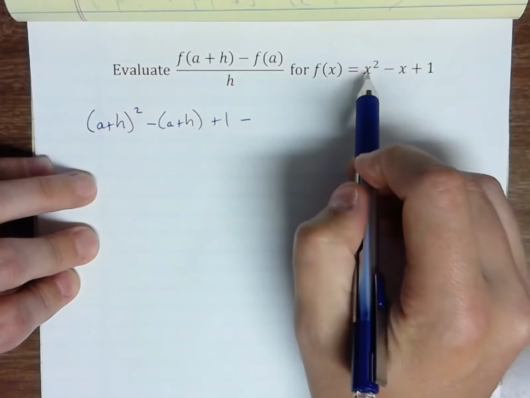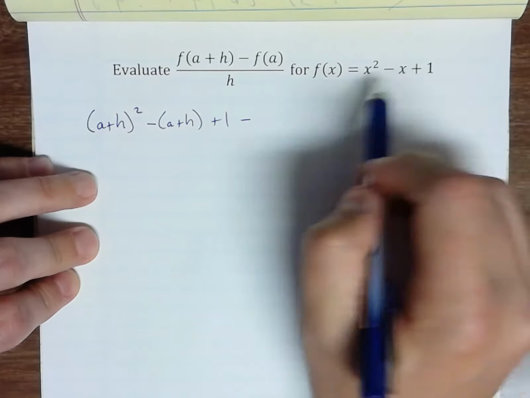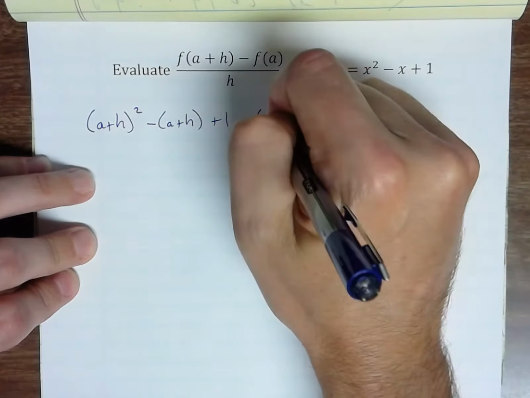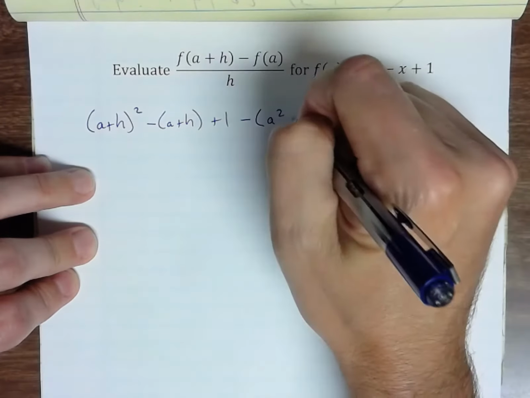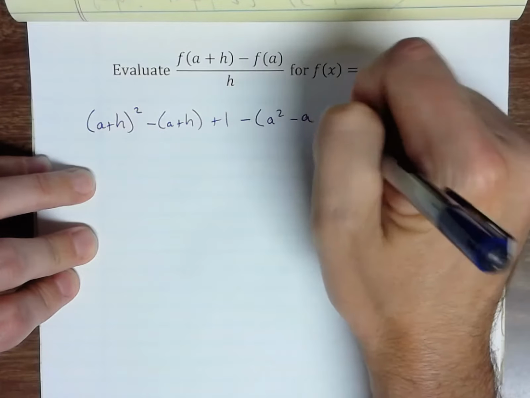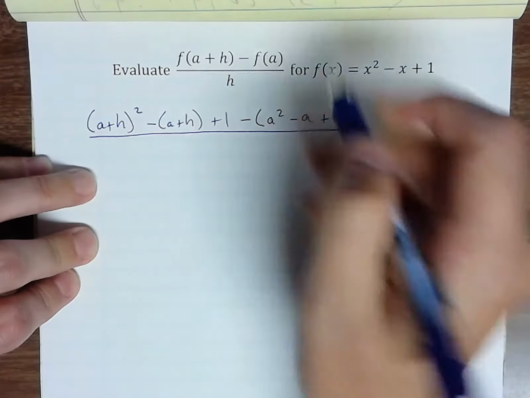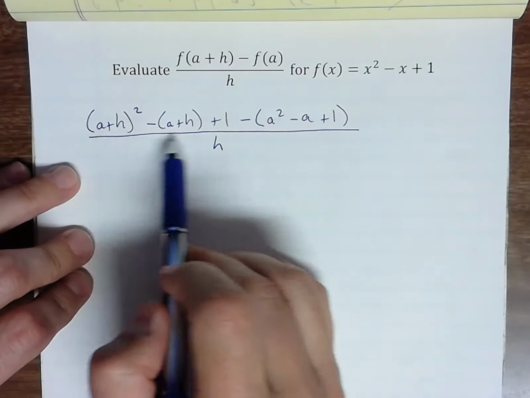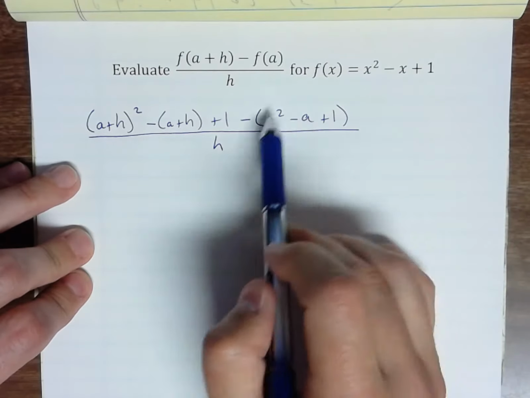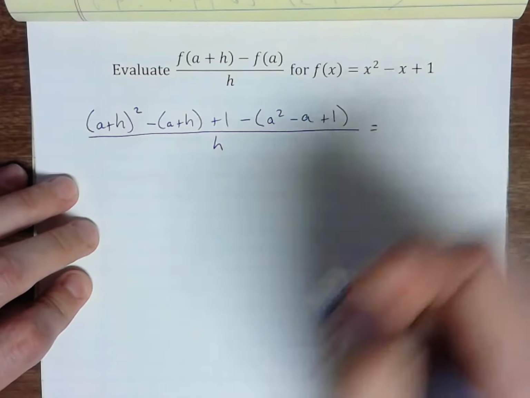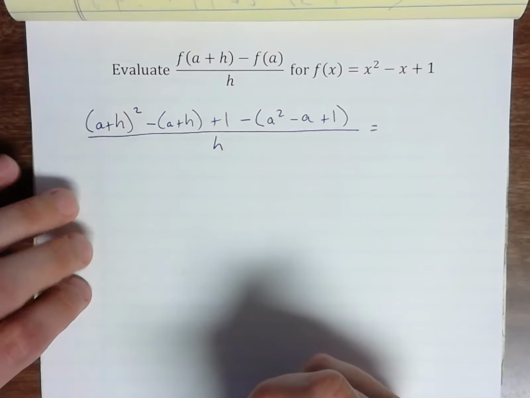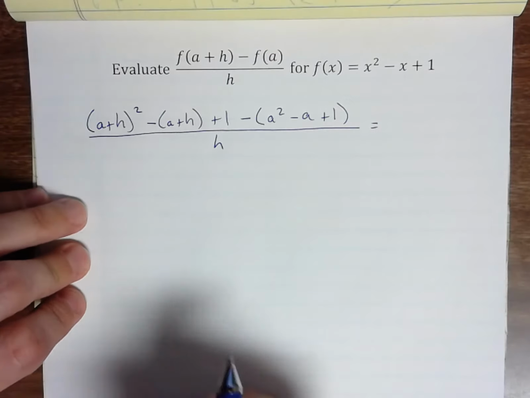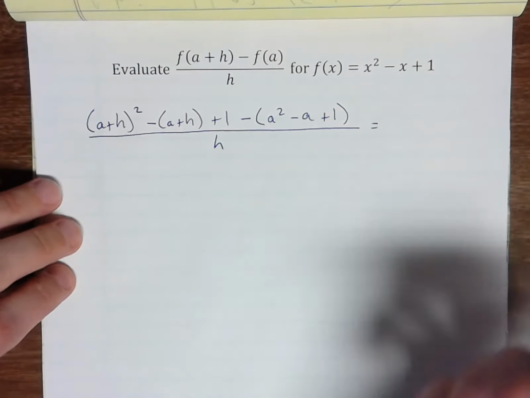So minus, I'm just going to put an a in everywhere. In fact, I'm going to write it this way, so we make sure we distribute that minus. So a squared minus a plus 1. And of course, all over h. So here is f of a plus h, this part, minus f of a, all over h. Now, it's just a little algebra problem. We're going to distribute, we're going to expand, we're going to combine like terms, we're going to cancel a bunch of stuff out. So let's go ahead and do that.